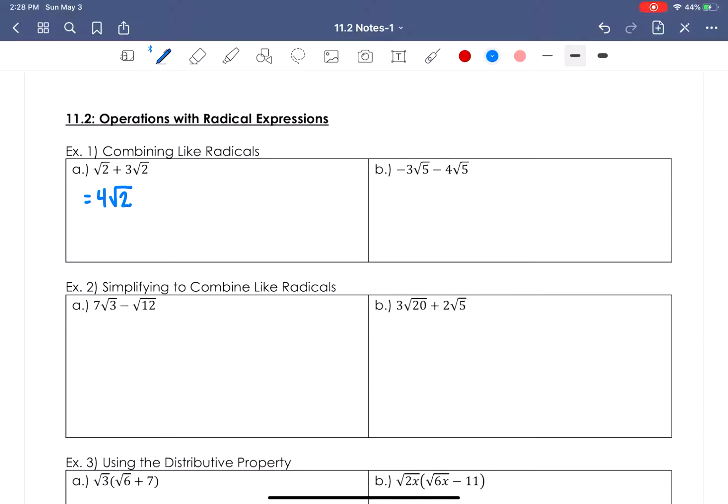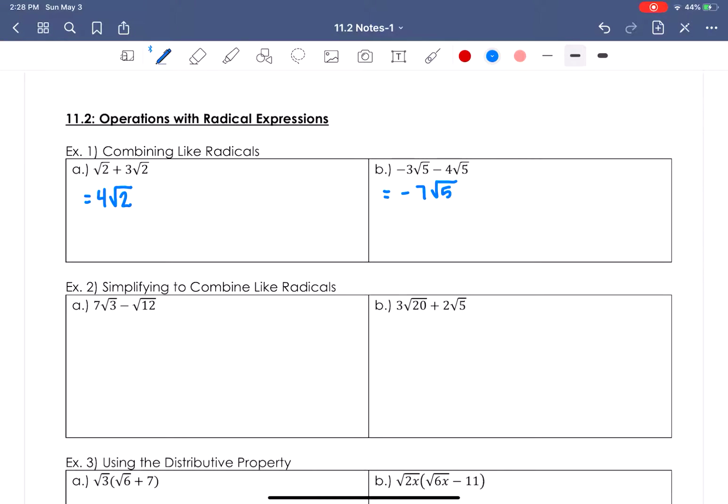If I look at the second one, B, I have negative 3 radical 5 minus 4 radical 5. So they both have a radical 5, so I can combine what's out front. Negative 3 minus 4 gives me negative 7 radical 5.